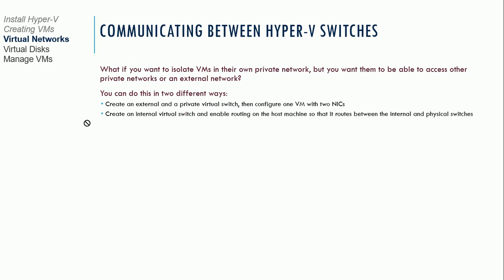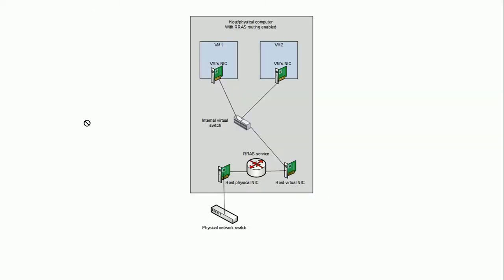You could create an internal virtual switch and enable routing on the host machine so that it routes between the internal and the physical. In other words, you can either turn your host machine into a router, or you can have two different virtual switches and have one of your virtual machines straddle those two switches so it can act as a router. Either way, you have to have something that ends up being a router. Basically, you're using Microsoft Windows as a router at that point, which is not always the best way to implement a router, but this is probably the only good option you have.